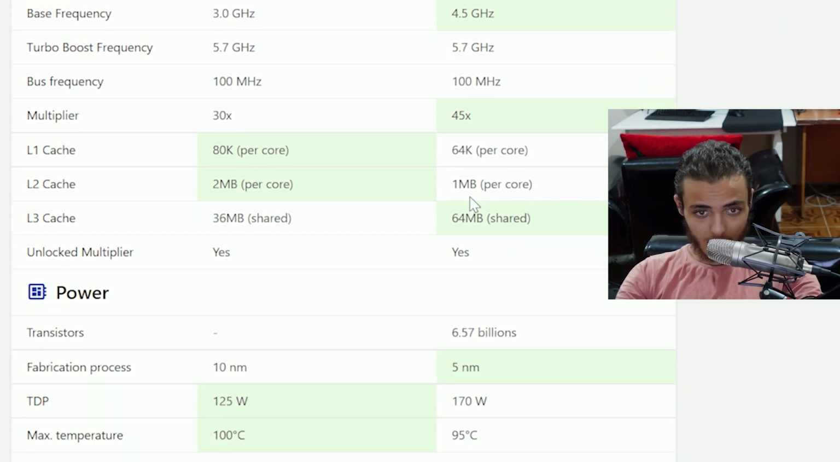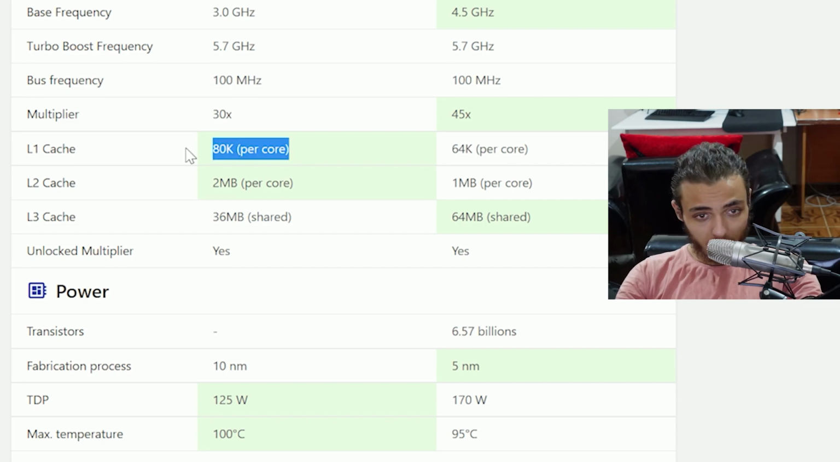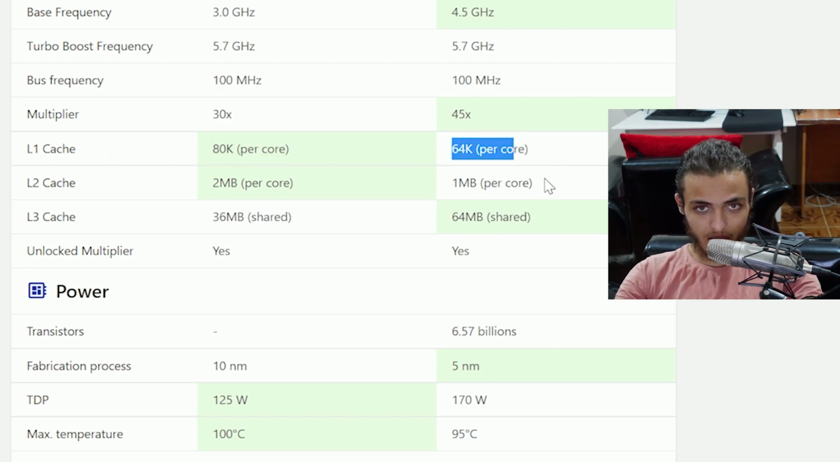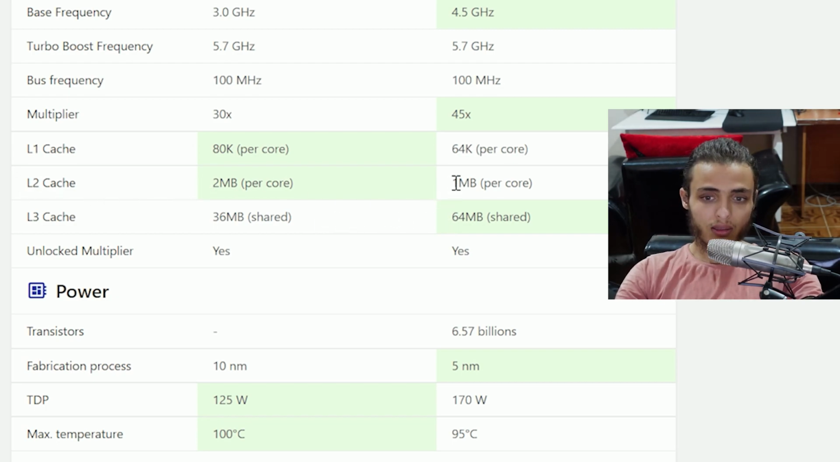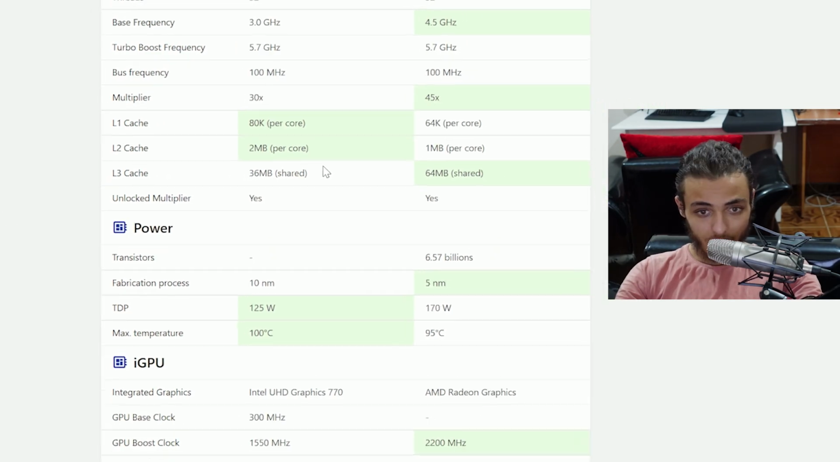So it looks like the Intel CPU has more L1 cache, although I can't really calculate how much cache it has, because honestly I don't know if it's 80 kilobytes of L1 cache for each core, even the efficiency cores and the P cores. Honestly I don't know, but the Intel CPU has more L1 cache than the 7950X. The Intel CPU also has more L2 cache than AMD. However, AMD has more L3 cache than Intel.